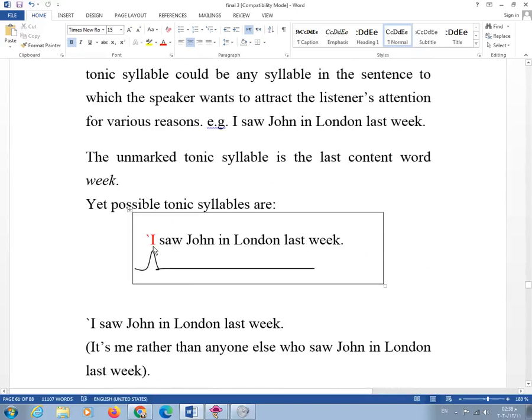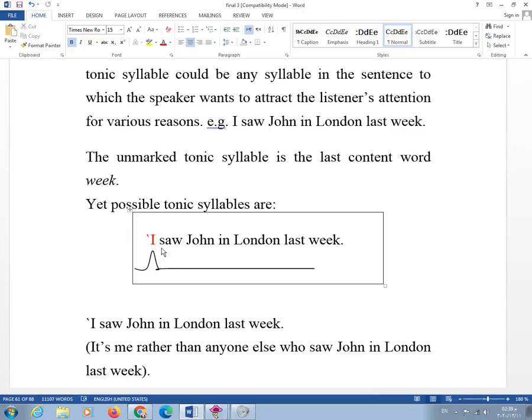I saw John in London last week. This I, personal pronoun. It's a weak word, as you know, because it's a functional word, but in this particular context, it could be a tonic syllable. When I want to say that it's me rather than anyone else who saw John in London last week. So I'm emphasizing the word I. So I here becomes a tonic syllable.